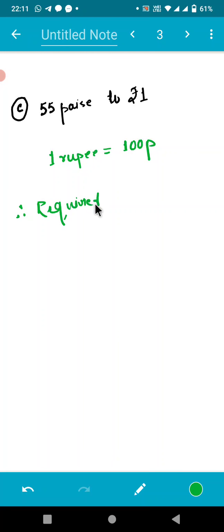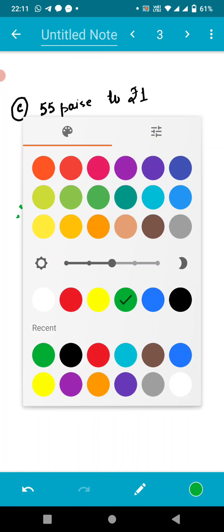Fine. So therefore, the required ratio would be equal to 55 paise by, in place of rupee, we'll write 100 paise. Now let's reduce this.